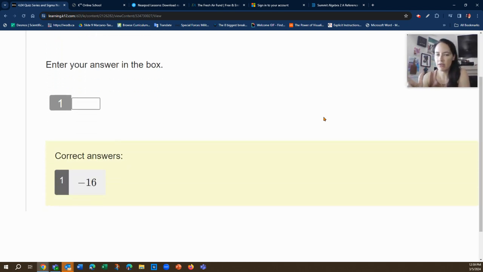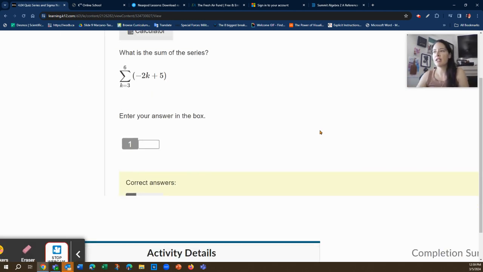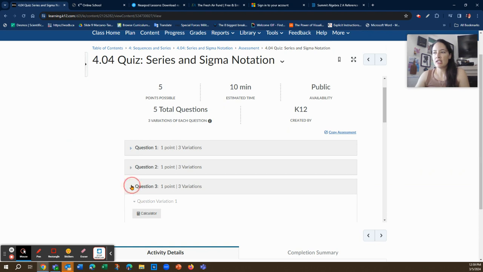-16. If you have that variation. If you have a different variation, it's just a matter of substituting in your k values and evaluating, boom, boom, boom, and then adding all of that together. Hopefully that makes sense. And you at least get 60%.